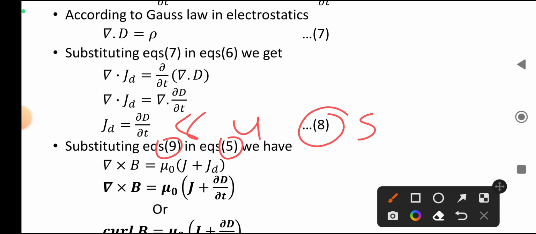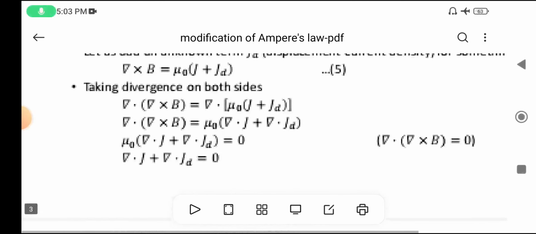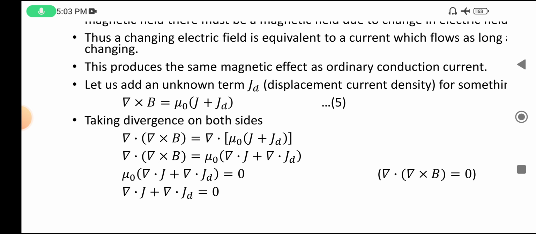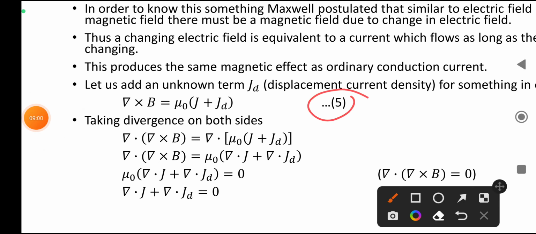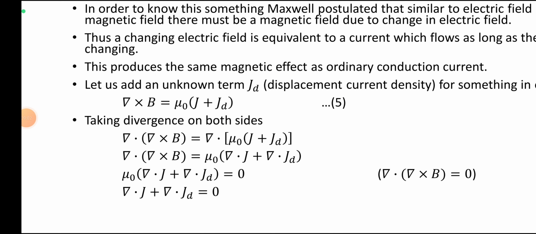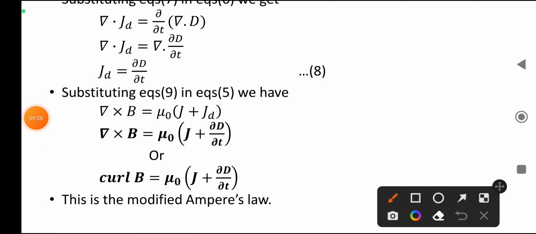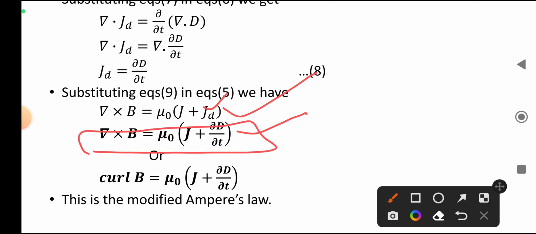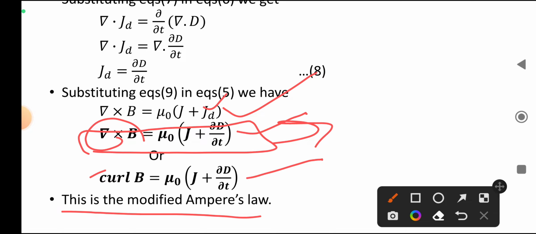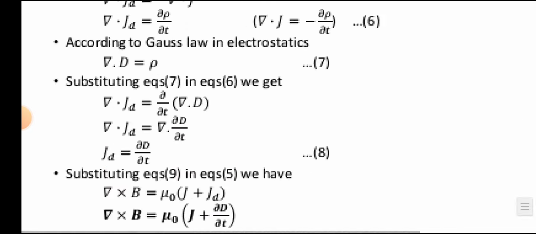Substitute this JD value in the equation given as equation 5, at this point. So the JD value is substituted in this place. This is called the modified Ampere's law. In terms of words, curl B is equal to mu naught into (J plus dou D by dou t). So this is called the modified Ampere's law. Okay friends, thank you.